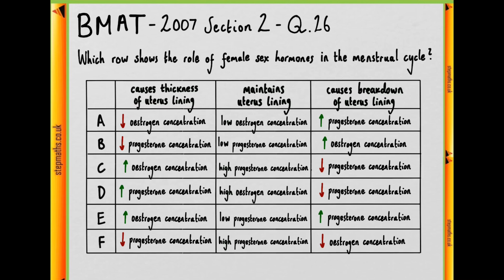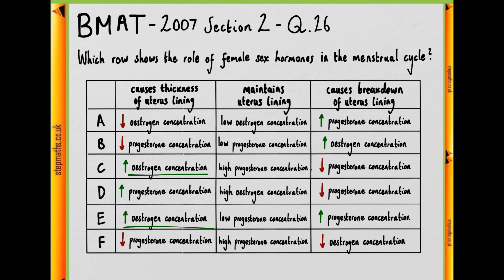So, if perhaps you recall the details of the menstrual cycle hormones, you should know that the release of the ovum is mediated by estrogen, causing the rise in LH, or luteinizing hormone, which facilitates the release of the ovum. So, we should remember that an increase in the estrogen concentration is what causes the thickening of the uterus lining. So, we can immediately see our answer is either option C or option E.